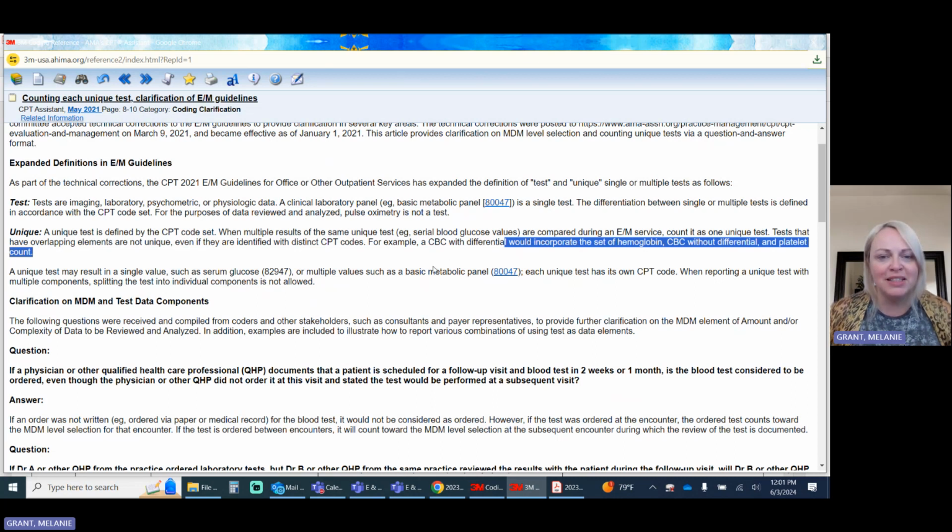However, because they have a CBC panel, they're going to be only counted once. So you want to keep that in mind when you're looking at what is a unique test based off of what the provider reviewed or ordered. Okay, so that's the first thing. And testing does not just apply to laboratory, but it will also incorporate your radiology services, as well as some of your services from the medicine section of your CPT code book.